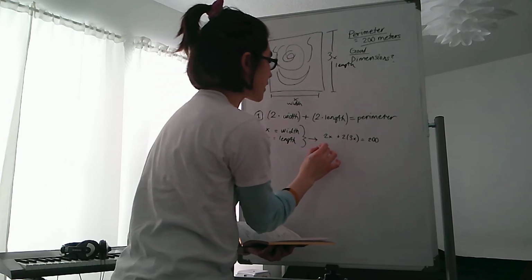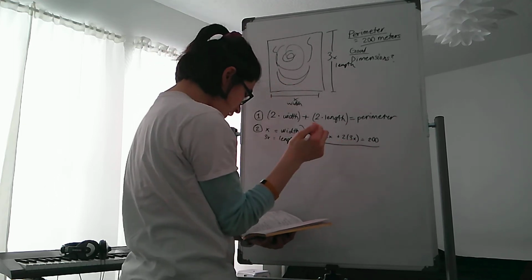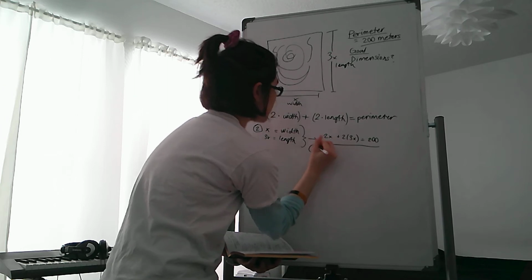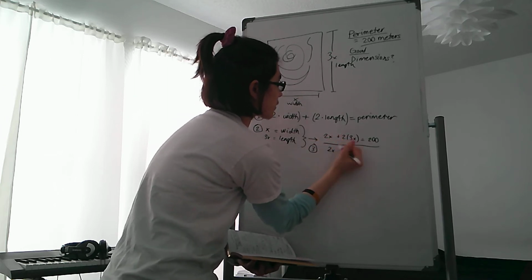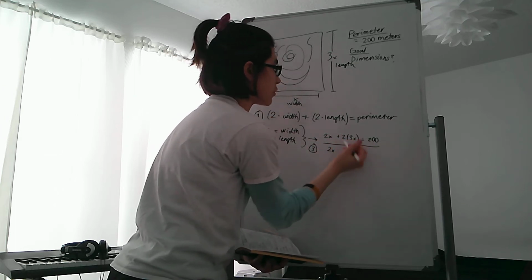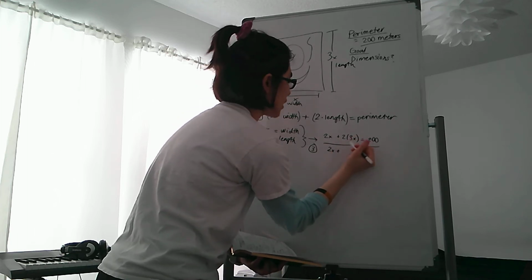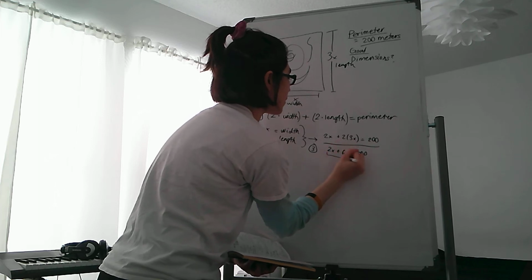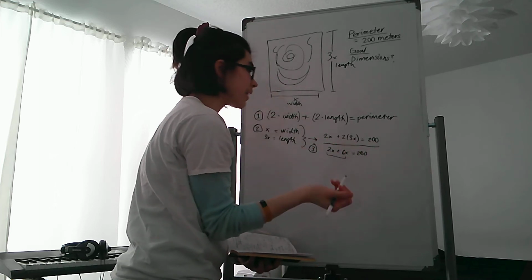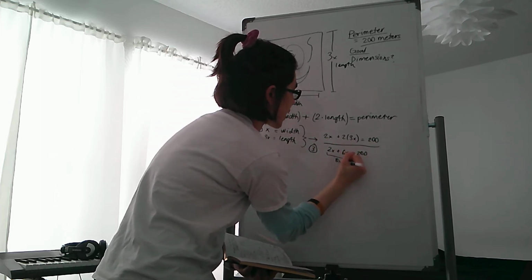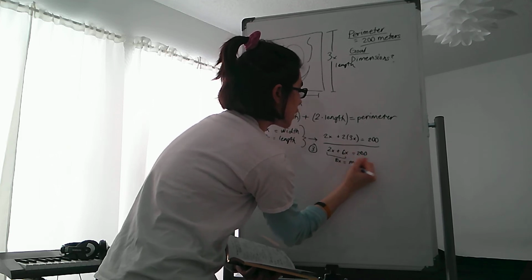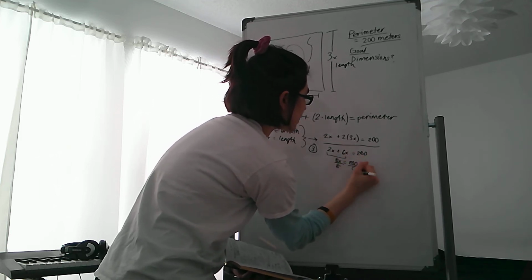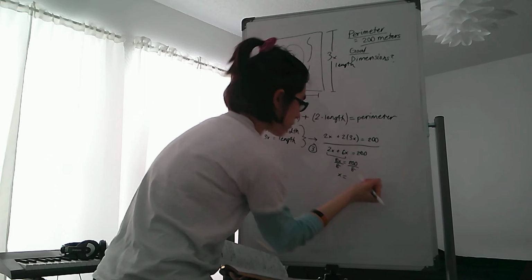Now this just becomes a little bit of simplifying, which is step 3, where we just solve. So 2x plus 2 times 3x equals 200. 2 times 3x is 6x, so 2x plus 6x equals 200. Then you combine these like terms because they both have x. So that is 8x equals 200. You divide both sides by 8 and you get x equals 25.